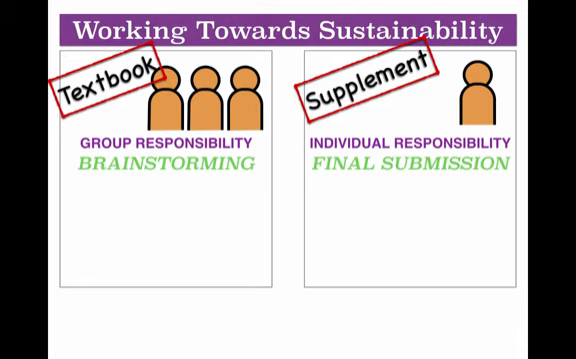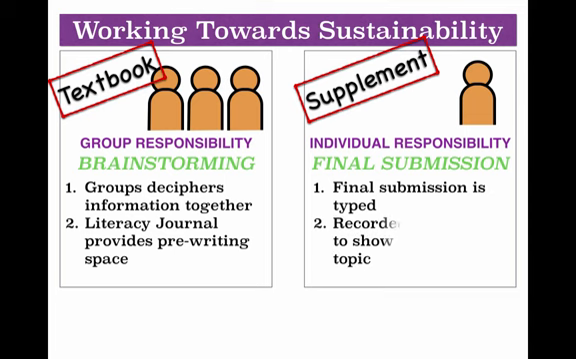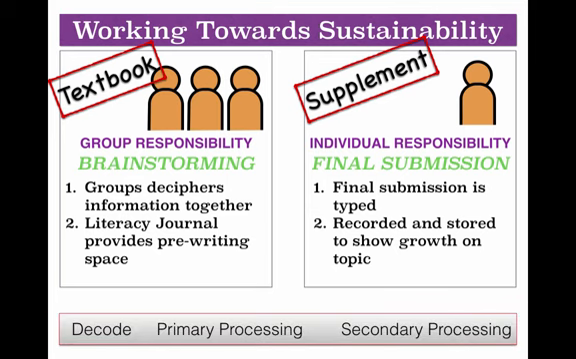Working towards sustainability is actually going to be a group responsibility when it comes to brainstorming, and then individual responsibility as a final submission. So again, the idea is that you can work together to think about it, but then you have to end up doing the work by yourself for the final product. The groups will decipher information together, the literacy journal will provide you pre-writing space, and then final submissions will be typed and recorded to show your growth. This takes the information from the chapter and makes it from a primary processing to a secondary processing.